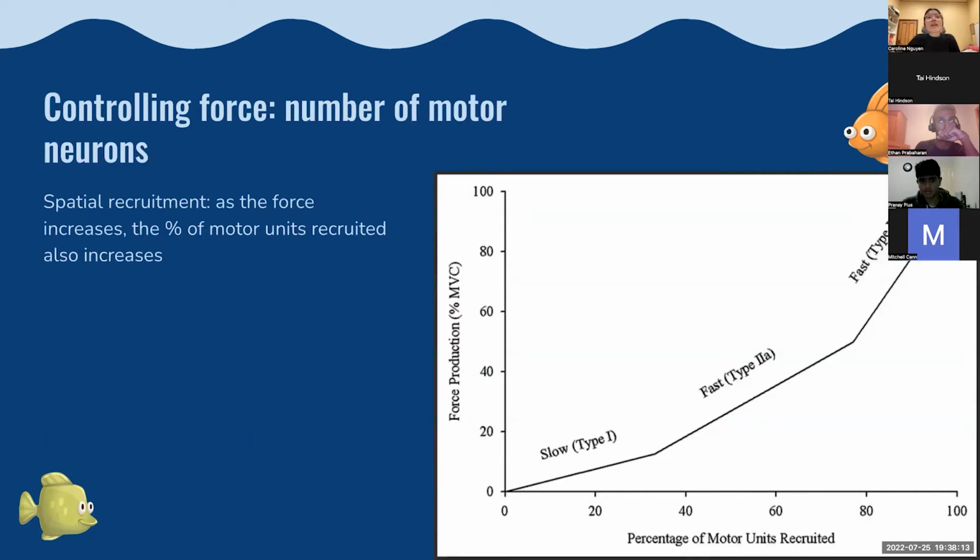You've also got number of motor neurons. So with recruitment, we call this spatial recruitment. As the force increases, the percentage of motor units recruited also increases.